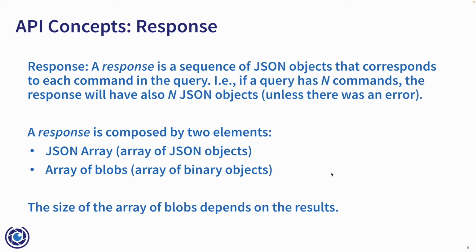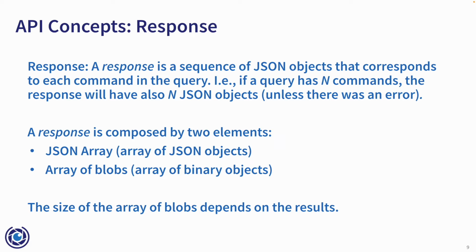Similar to what we send on the query, if we do a query where we want to retrieve an image, that array of blobs will contain the image as part of the response. The number of blobs that we get in response essentially depends on the result of the query that we sent.